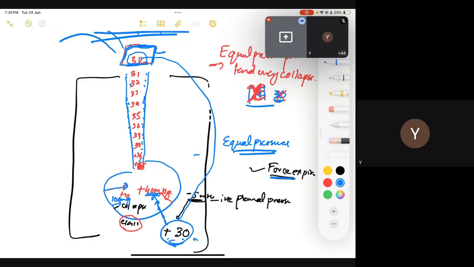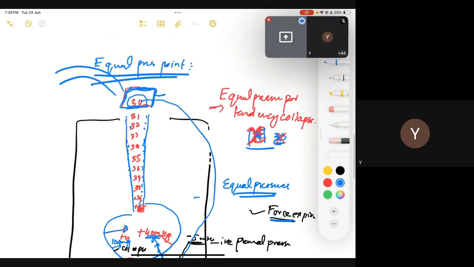So this 30 is the same as that of the outward 30, right? So at this point, the 30 equals 30. Now there is a tendency to collapse. Is it clear?